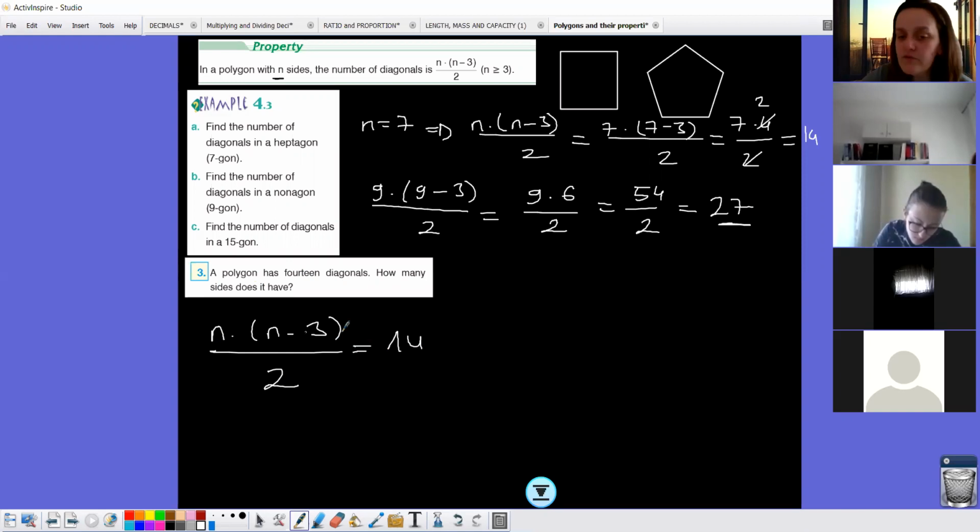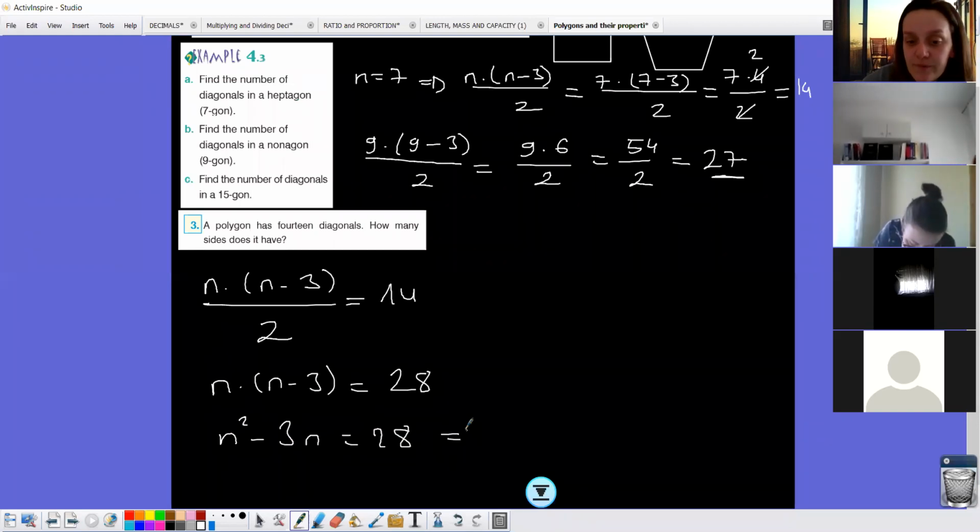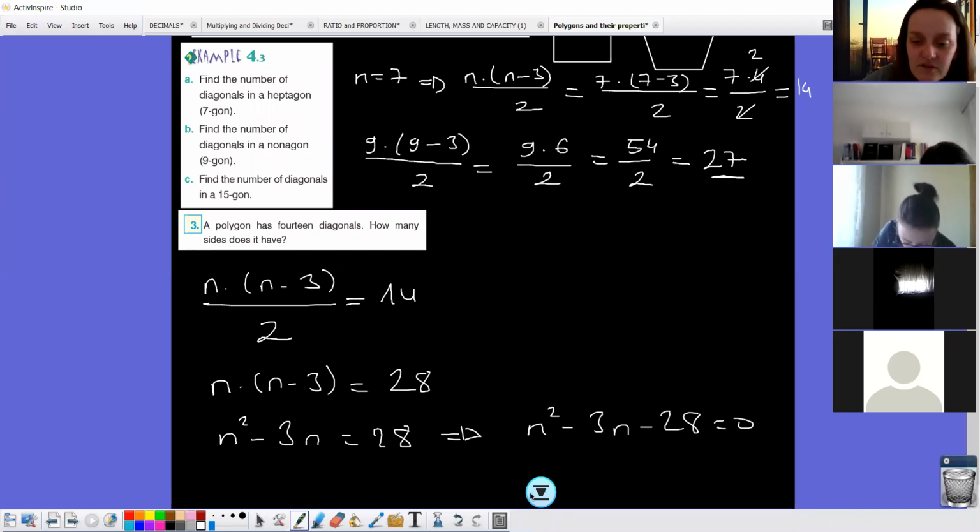Firstly, you can do the cross product. n times (n minus 3) is equal to 2 times 14, which will be 28. So when I solve the parentheses, what I will have is n squared minus 3n is equal to 28. So we have our beautiful quadratic equation: n squared minus 3n minus 28 is equal to 0.